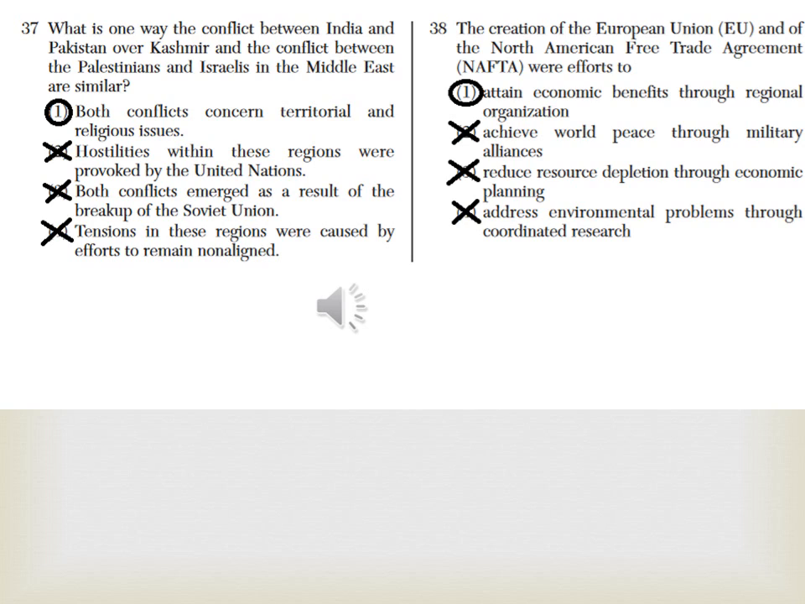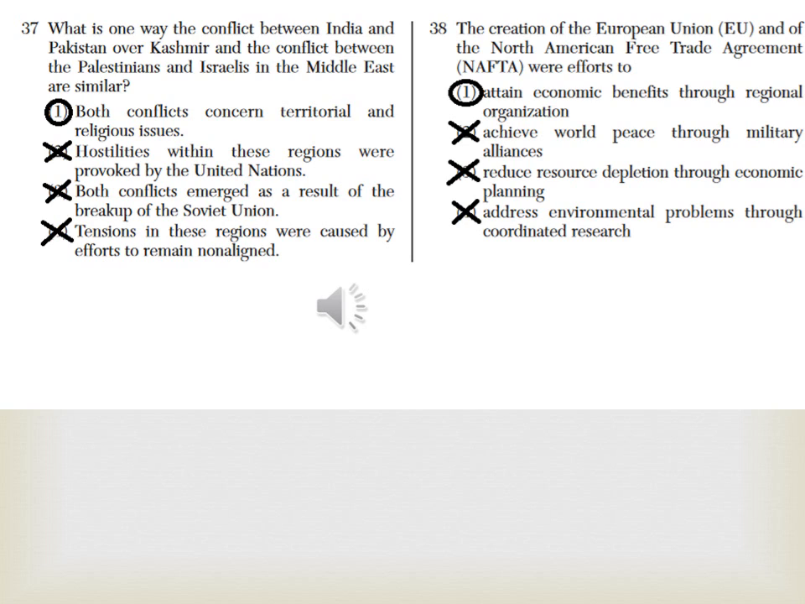Is it to achieve world peace through military alliances? Is it to reduce resources depletion through economic planning? Or is it 4. Address environmental problems through coordinated research? It's 1. It's sort of like an economic union. Attain economic benefits through a regional organization.